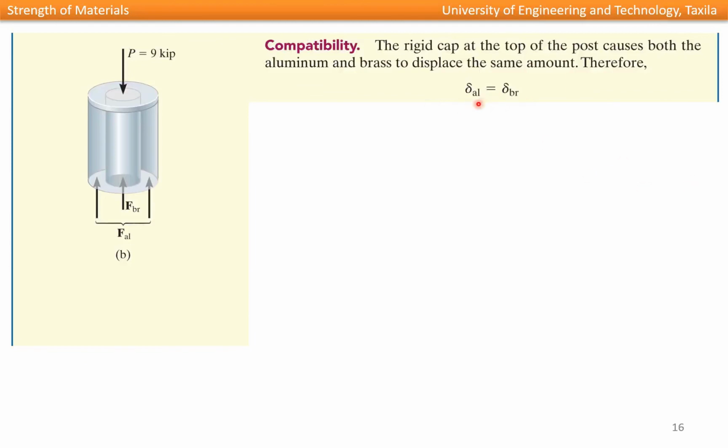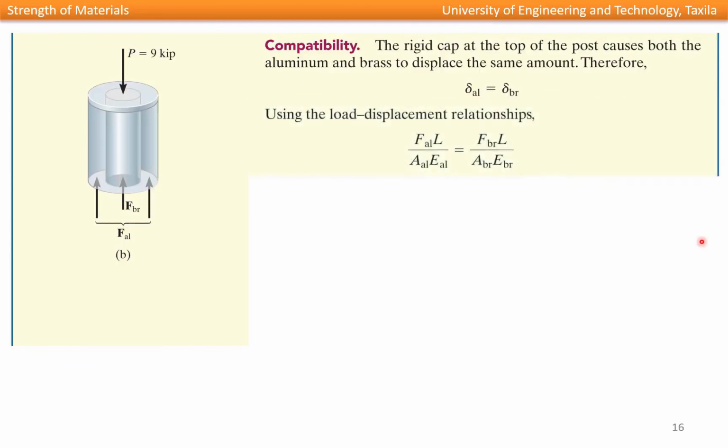So we can show, using the expression we derived in previous slides, the displacement for aluminum and the displacement for brass, like this. So this is the displacement in aluminum and this is the downward displacement in the brass. It is FAL into L over AE for aluminum. This is FBR into L over AE for brass. We can simplify. We can write this equation in terms of the force in aluminum and the force in brass.